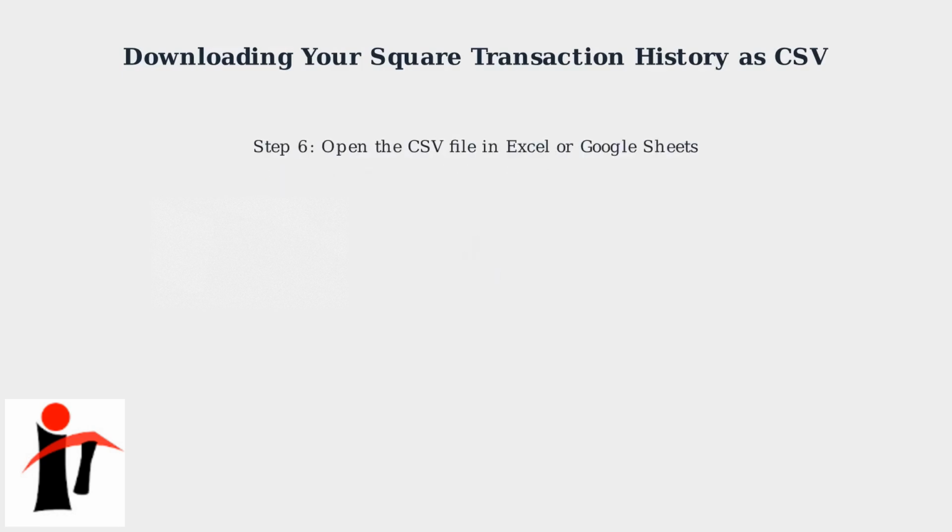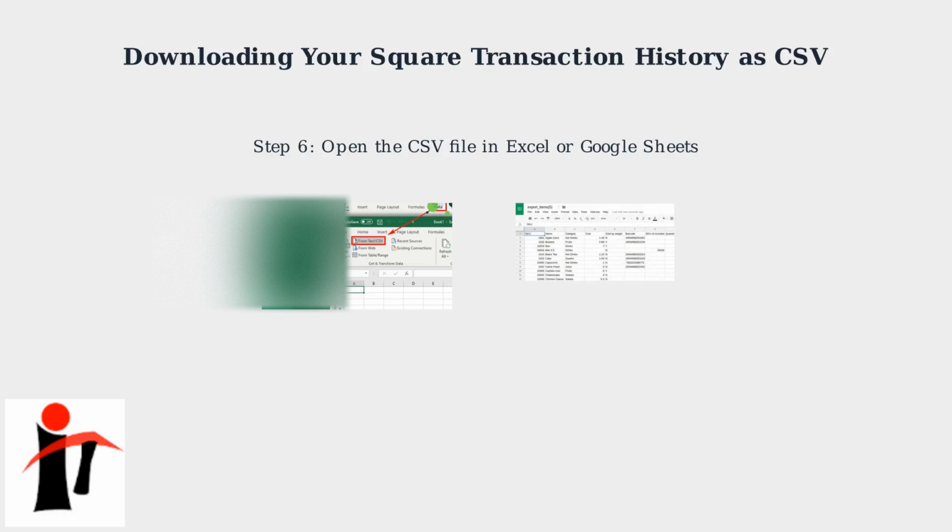To view your data, open the downloaded CSV file in spreadsheet software. You can use Excel by selecting From Text/CSV, or simply open it in Google Sheets, where it will display as a spreadsheet with your transaction details.